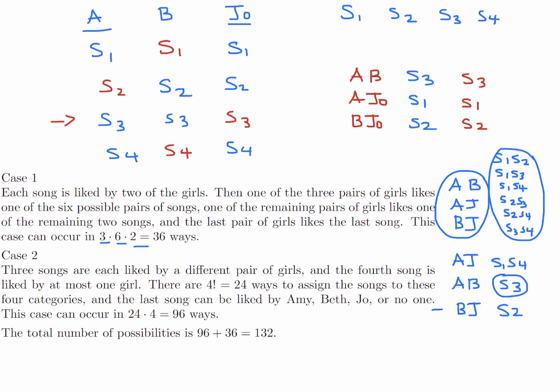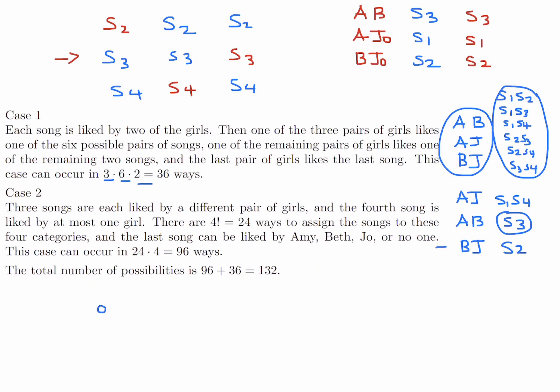Now let's look at the other case. 3 songs are each liked by a different pair of girls, and the 4th song is liked by at most 1 girl. There are 4 factorial, which is 24 ways to assign these songs to these 4 categories, and the last song can be liked by Amy, Beth, Joe, or no one. This can occur in 24 times 4, which is 96 ways.